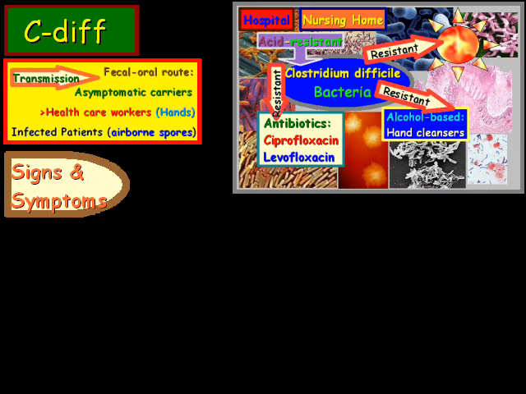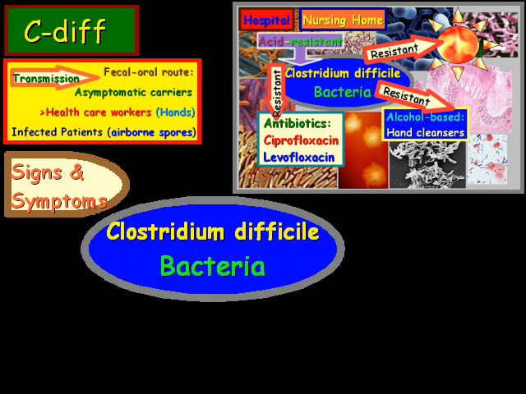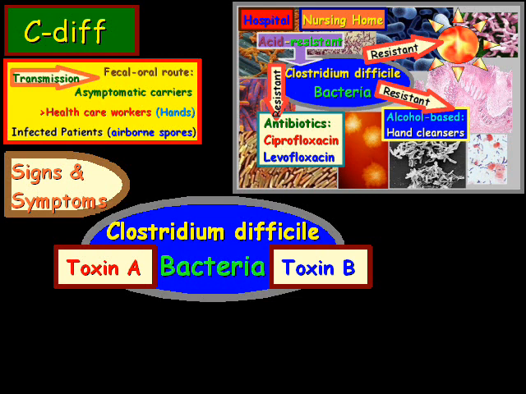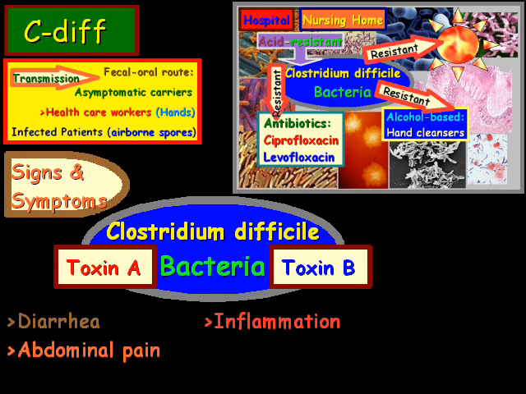And the signs and symptoms of C. diff are, well, we have this Clostridium difficile bacteria, as we mentioned earlier. It produces a bunch of toxins. The most common toxins are toxin A and toxin B. And those toxins produce problems such as diarrhea, inflammation, abdominal pain, and fever. The two most common are diarrhea and inflammation.